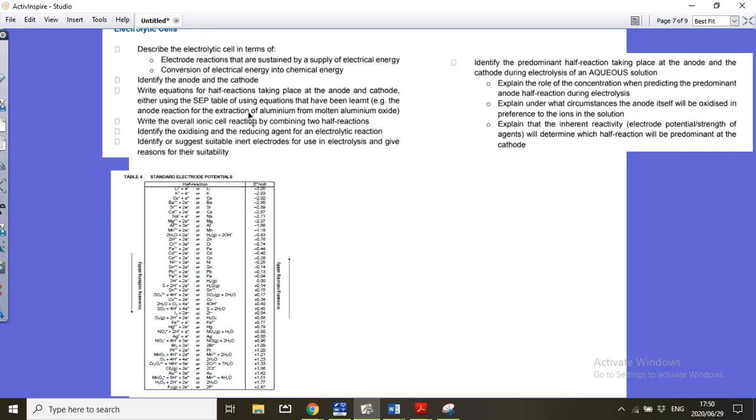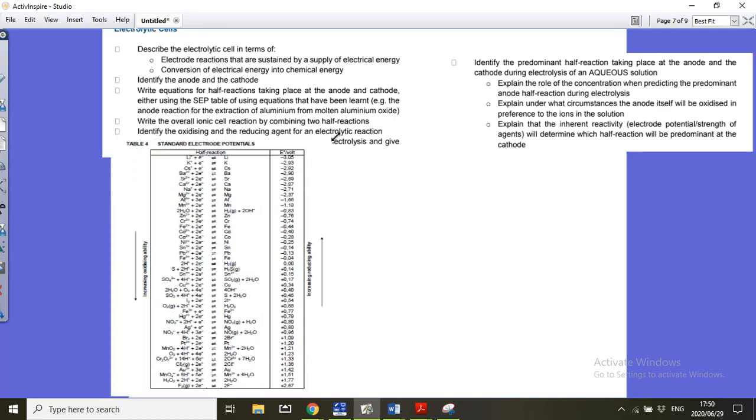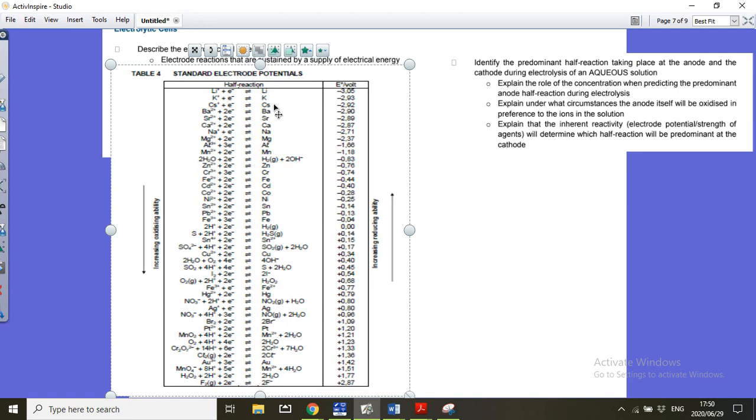The anode and the cathode will still be exactly the same. The oxidation half reaction would still be the one that you find highest in the table because the strongest reducing agent would rather be oxidized. The stronger oxidizing agent would rather be reduced. So you're going to follow the same procedure.